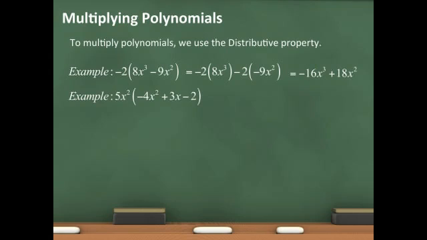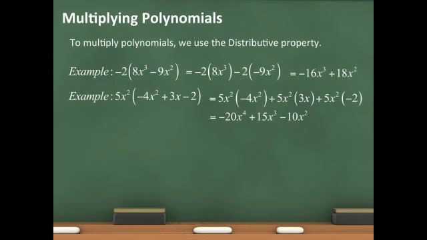In the next example, we have 5x to the second power times negative 4x to the second power plus 3x minus 2. Again, we rewrite the problem as 5x to the second power times negative 4x to the second power plus 5x to the second power times 3x plus 5x to the second power times negative 2. Again, we multiply and we get negative 20x to the fourth power plus 15x to the third power minus 10x to the second power.